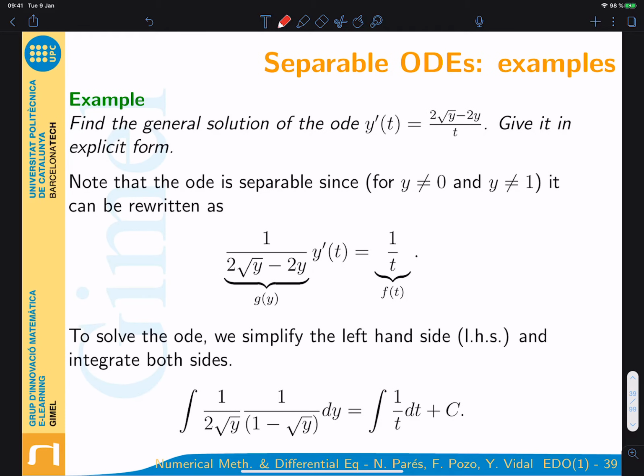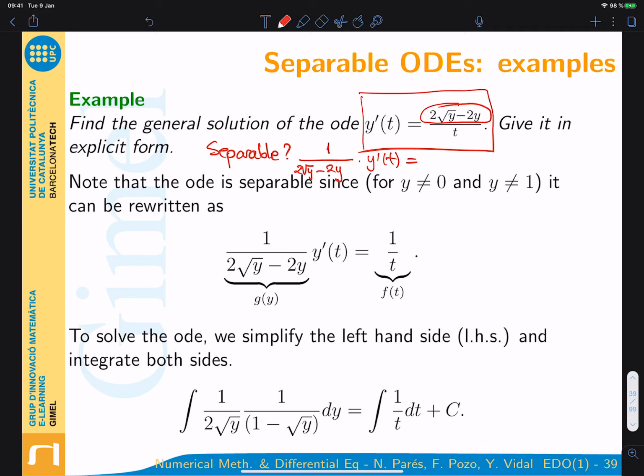Now, a last example. Find the general solution of the ODE y prime equals this expression. Now, the first thing is to check if it is separable. Can we write everything that depends on y in the left-hand side? I think we can if we divide the equation by this expression. Yeah, that will lead to 1 divided by 2 square root of y minus 2y, that will multiply y prime of t, and then in the right-hand side I will just have 1 divided by t.